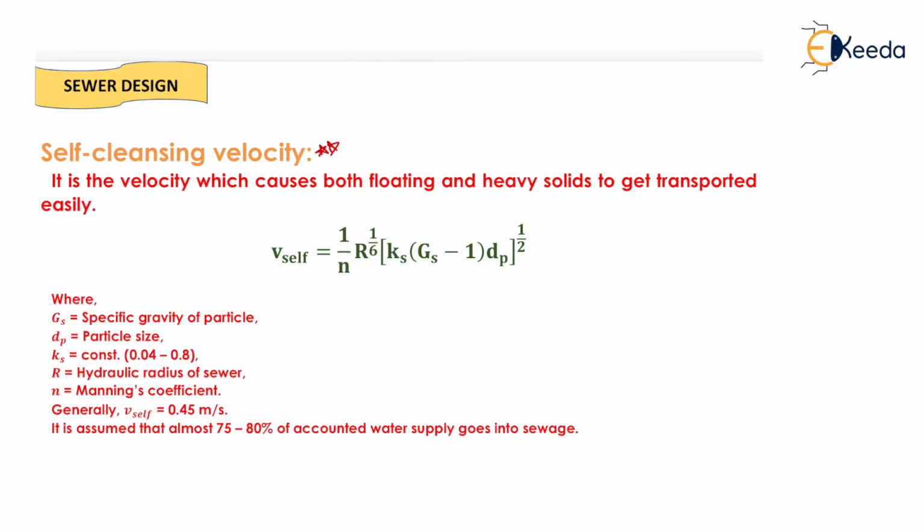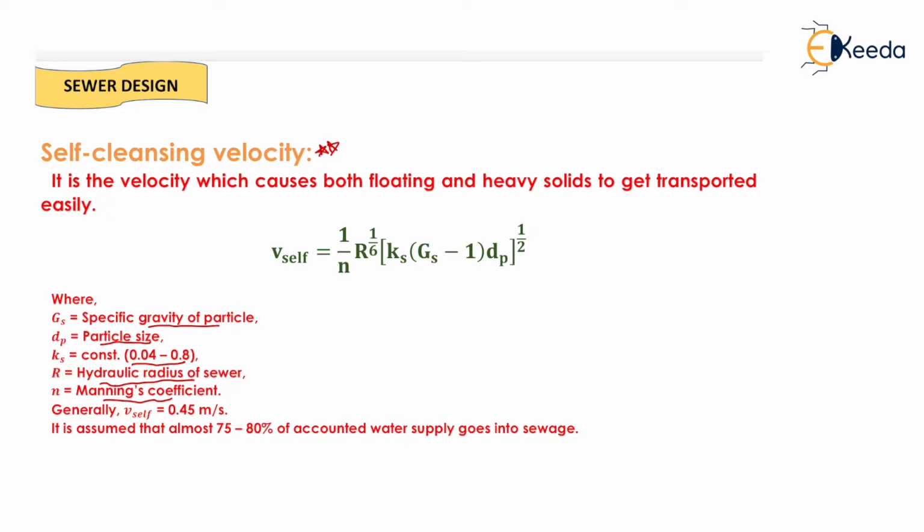Its value will be equal to 1/n × R^(1/6) × √(ks(Gs − 1)·dp), where Gs is the specific gravity of particle, dp is the particle size or the diameter of particle, ks is a constant whose value ranges between 0.04 to 0.8, R is the hydraulic mean radius of sewer, and n is the Manning's coefficient.